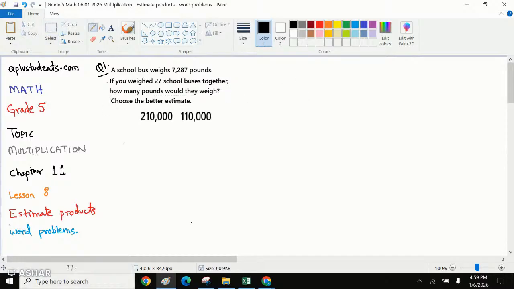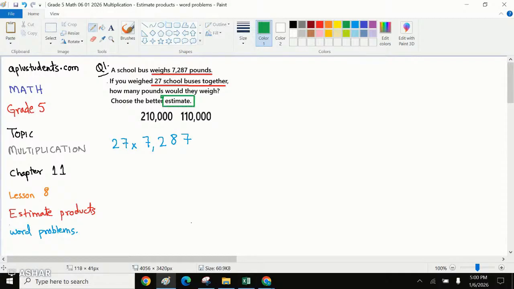The question says a school bus weighs 7,287 pounds. If you weigh 27 school buses together, how many pounds would they weigh? So we need to find the weight of the 27 buses. We underline one weight and 27 buses altogether. That means we need to do 27 buses multiplied by the weight per bus, that is 7,287. But in this case, we need to estimate.